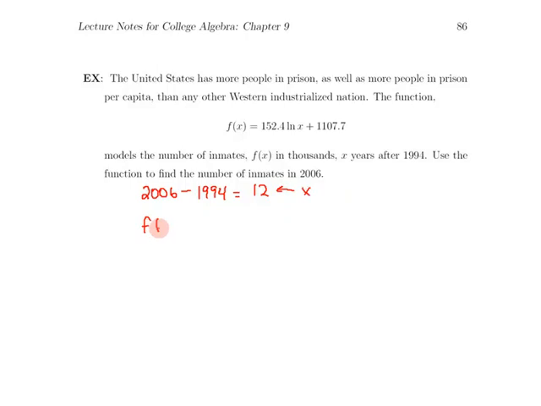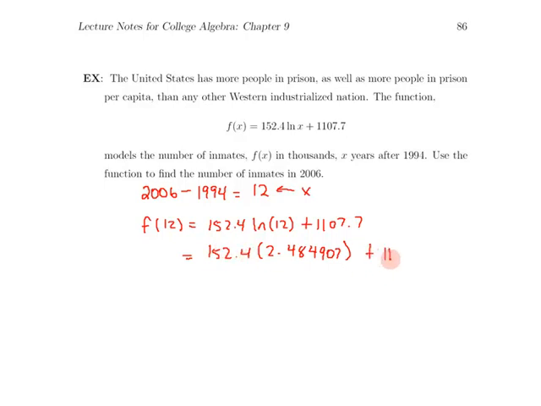So f of 12 would be 152.4 times the natural log of 12 plus 1107.7. Evaluate the natural log of 12. Again, I'm using my calculator. Just taking the natural log of 12 gives me 2.484907, rounded. Multiply that times 152.4.